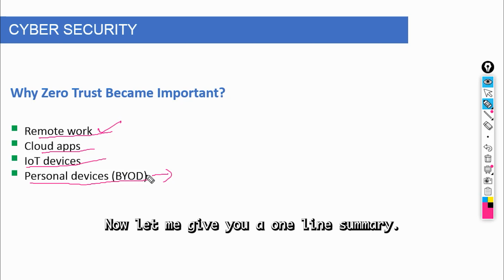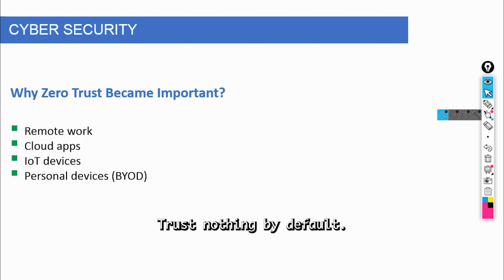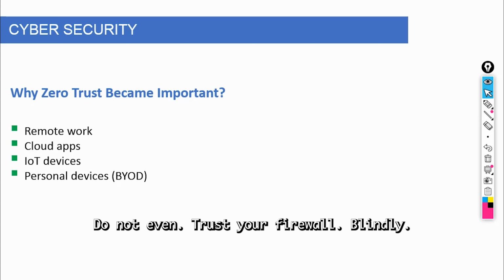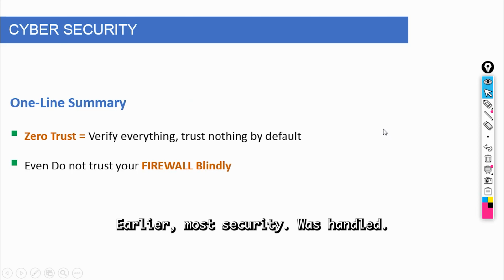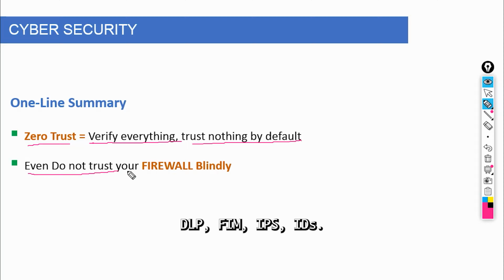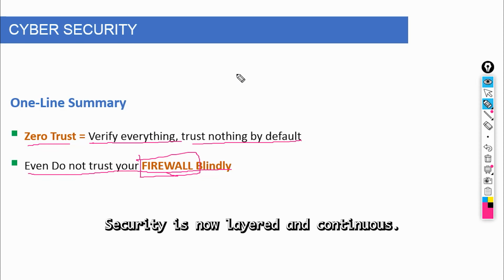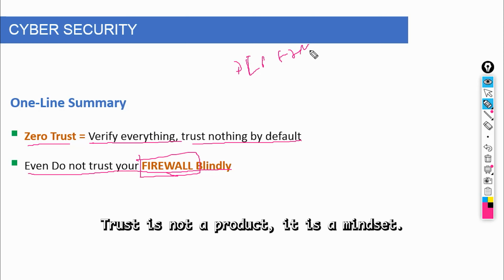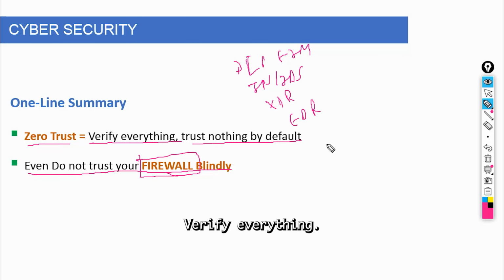Now let me give you a one-line summary. Zero Trust means verify everything. Trust nothing by default. Do not even trust your firewall blindly. Earlier, most security was handled through firewalls, but today we have multiple layers: DLP, FIM, IPS, IDS, EDR, XDR, and many more. Security is now layered and continuous, so remember this. Zero Trust is not a product, it is a mindset. Verify everything. Trust nothing by default.